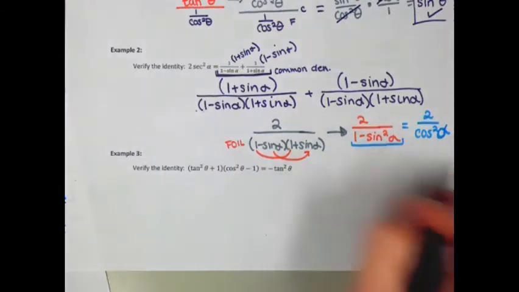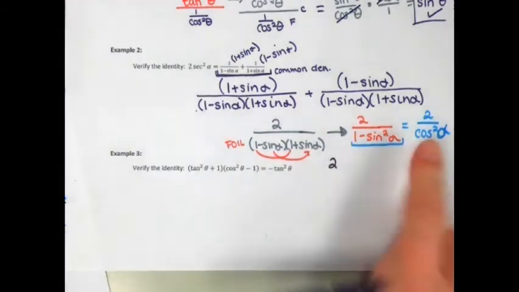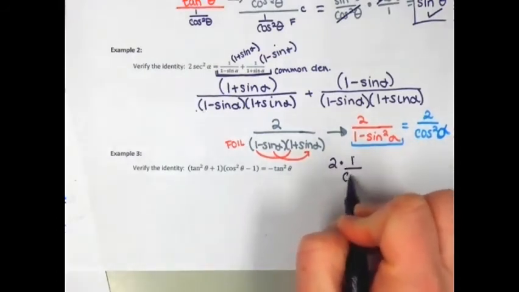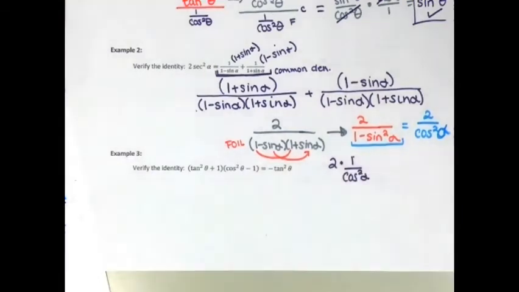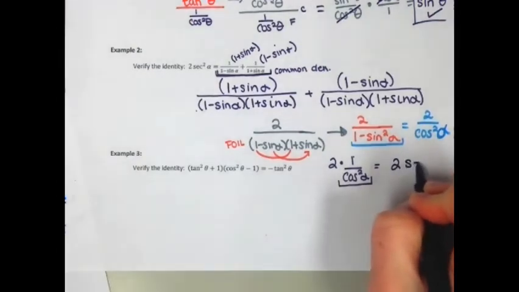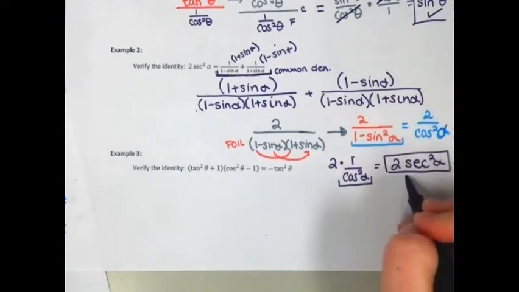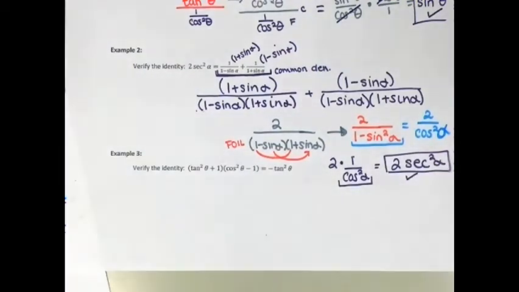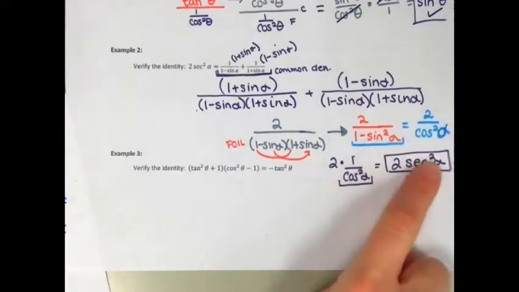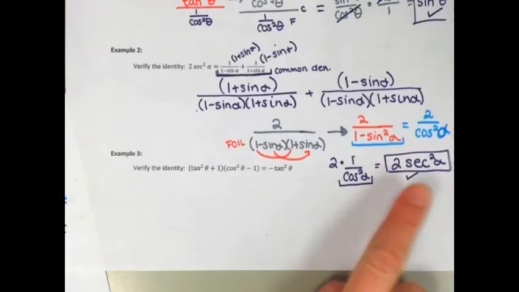You don't have to write this up, but isn't this 2 over cosine squared the same thing as 2 times 1 over the cosine squared? Is that the same technically? And what do you guys know about 1 over cosine squared? That is equal to secant squared. Is that what we wanted to end up with? Yes, we did. Now, I probably wouldn't have written this step because cosine squared is in the denominator. I would have known automatically that it's my secant squared. Okay.